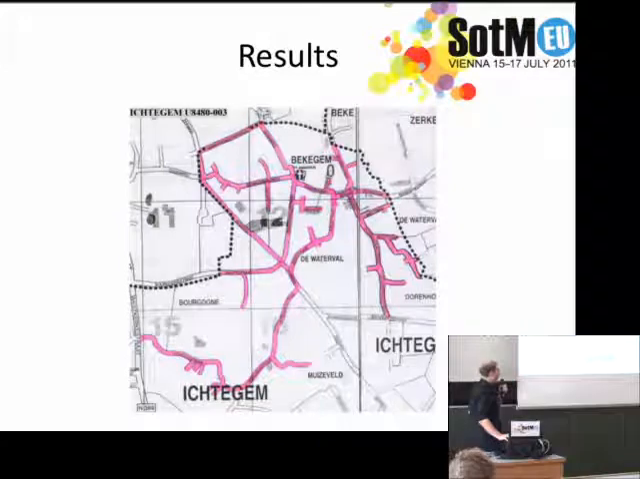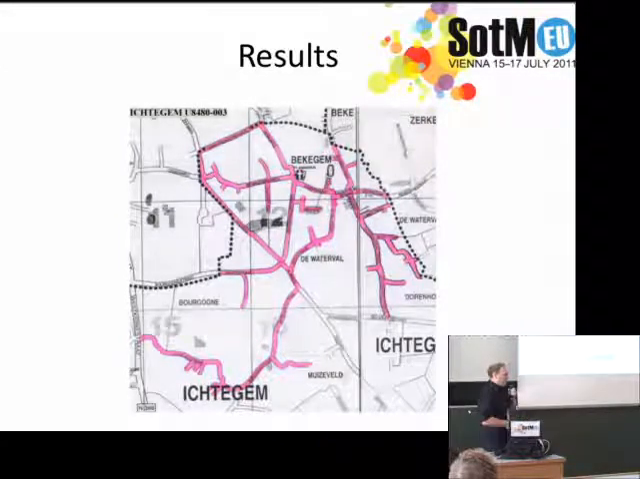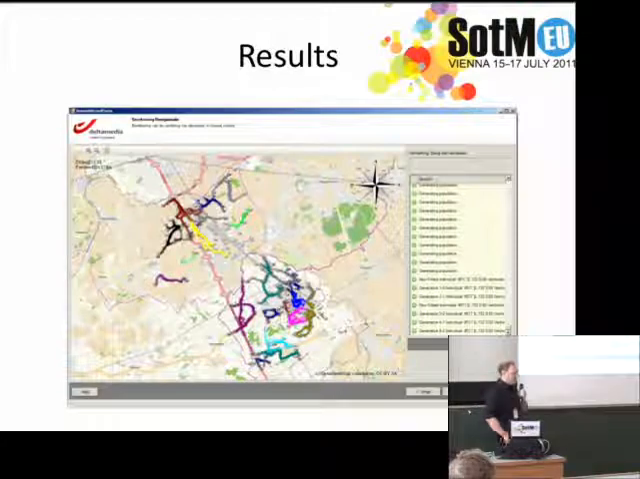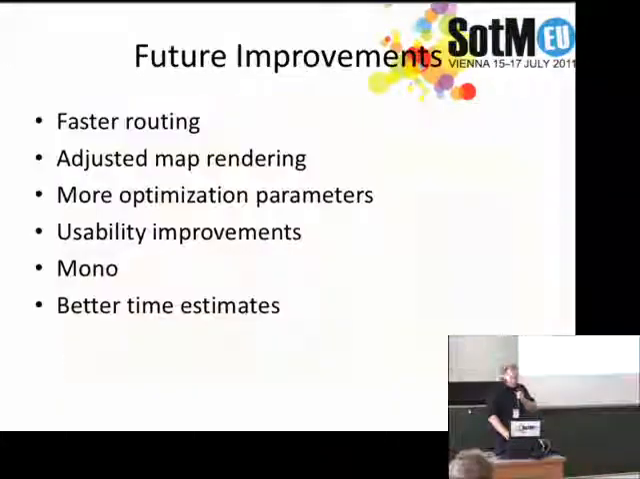So this is another example of what they used to do. They would just get a map, put a marker on it for one round, and then just take photocopies and give that to people. And now we have a system that actually does everything for them, and actually a lot more. So some future improvements: faster routing, I think that one is obvious.